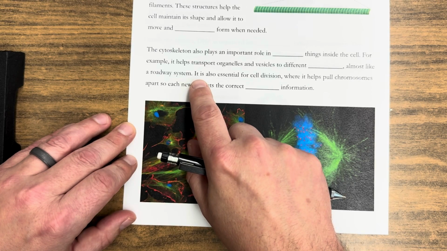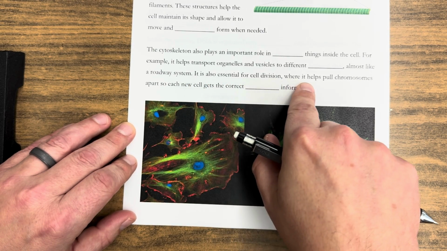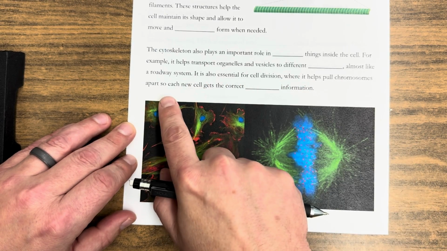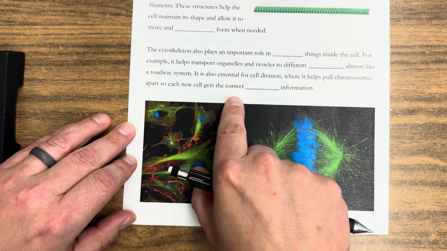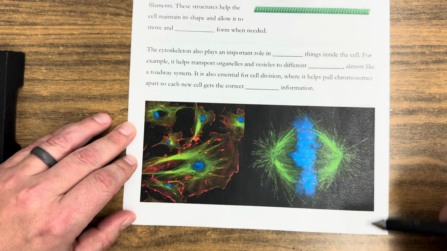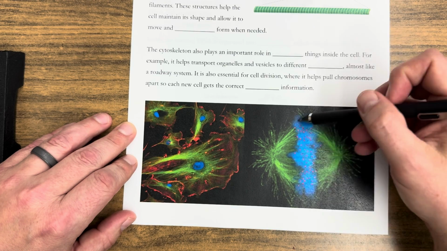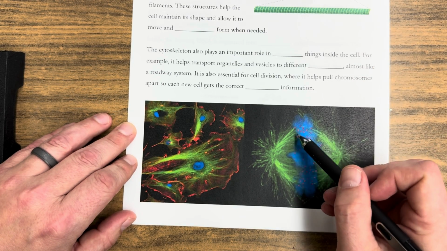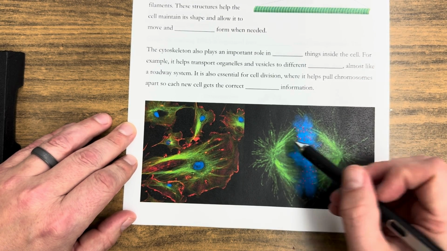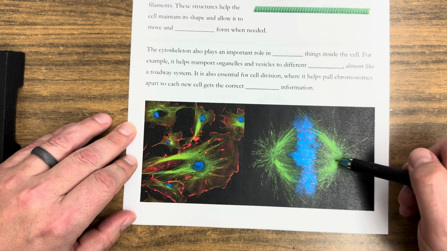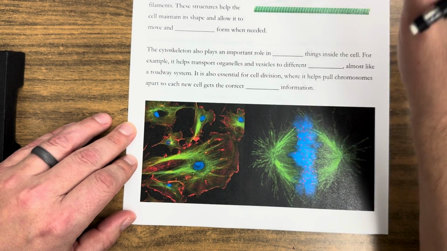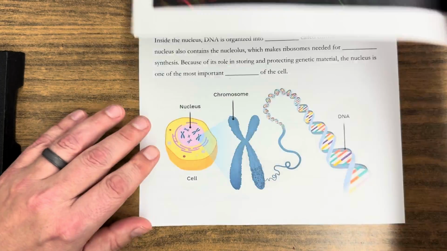It is also essential for cell division, where it helps pull chromosomes apart so each new cell gets the correct genetic information. That's what's going on here. It's pulling apart genetic information. Some will go over to this side, and then some of this will go to that side, forming the two new cells. More on that in another lecture.